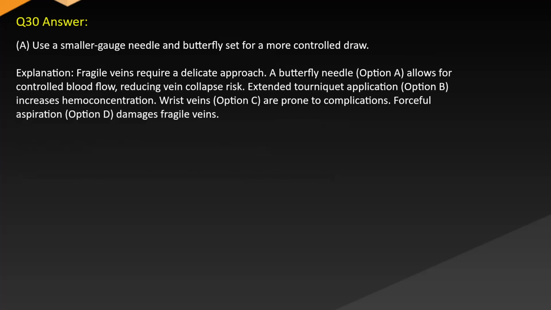Answer A, use a smaller gauge needle and butterfly set for a more controlled draw. Explanation: fragile veins require a delicate approach. A butterfly needle, option A, allows for controlled blood flow, reducing vein collapse risk. Extended tourniquet application, option B, increases hemoconcentration. Wrist veins, option C, are prone to complications. Forceful aspiration, option D, damages fragile veins.